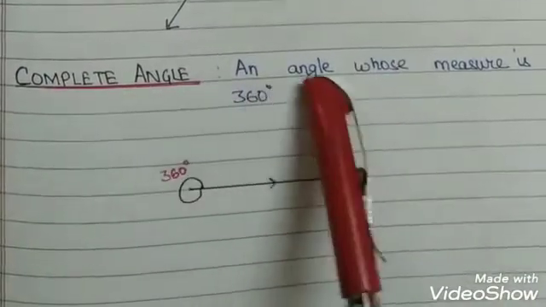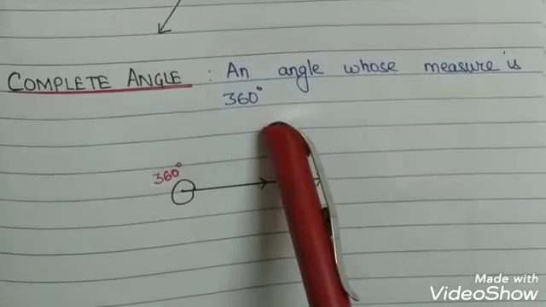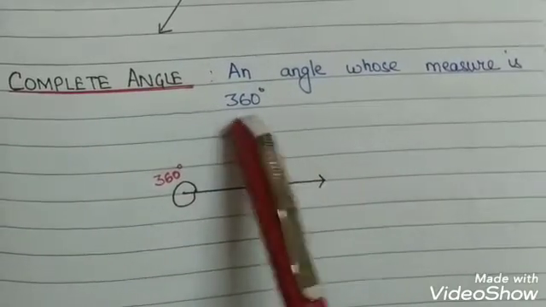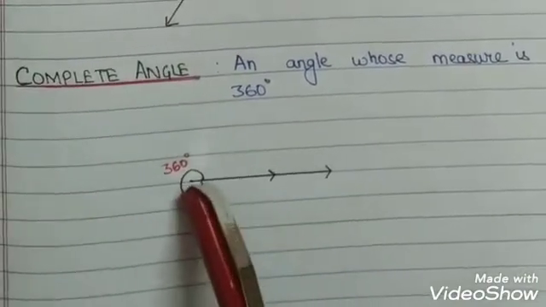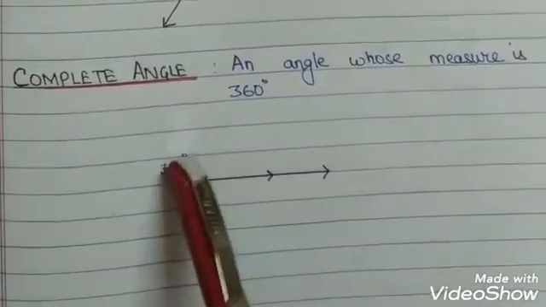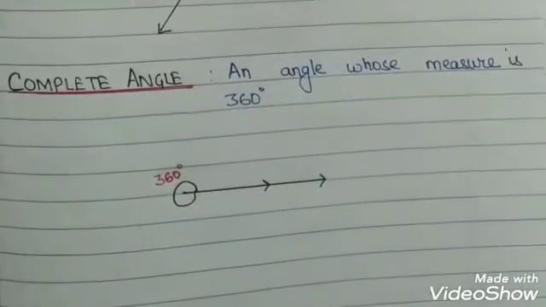Complete angle. An angle whose measure is 360 degree. Exactly 360 degree. Not more than, not less than. It is exactly 360 degree, so it is called a complete angle. This shows the whole angle at the point is 360 degree. Okay, so this is a complete angle.